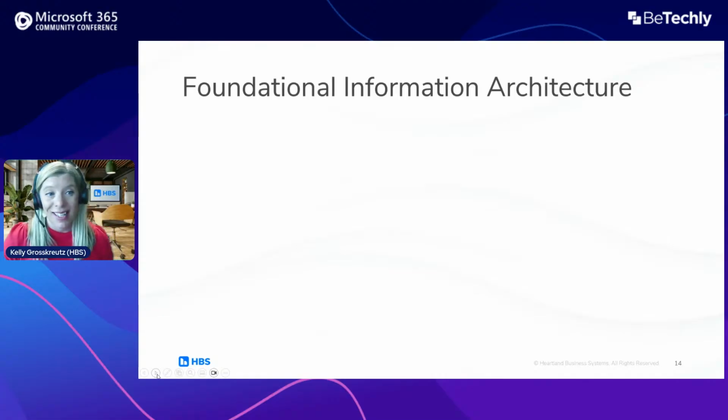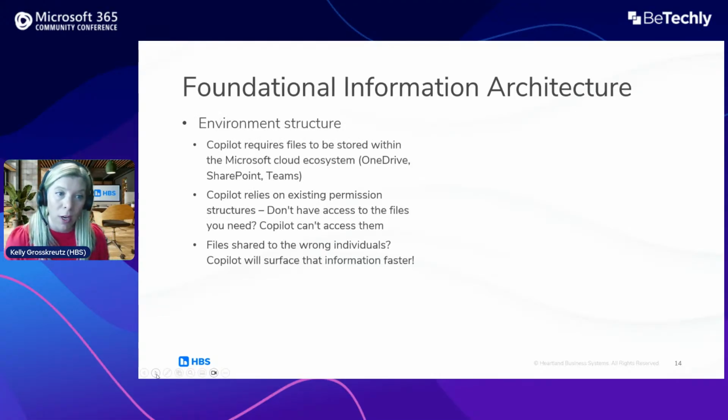Elements of successful governance are going to rely upon your environment structure. So Copilot is going to require that your documents are in OneDrive, SharePoint, and Teams. I did mention earlier on that in Copilot chat, we now can upload a single document for Copilot to interact with. That is correct. But Copilot natively is going to focus and really be targeted in on the cloud ecosystem. So SharePoint Online, OneDrive, and it is going to heavily rely upon your permission structures.